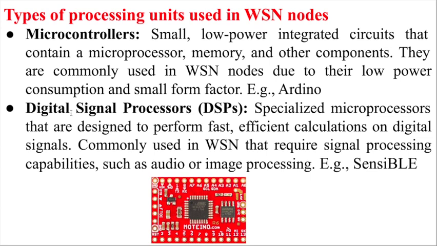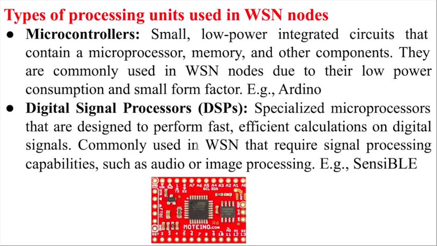Now we go one step more advanced. Every time, this type of low processing, small size, very slow is not sufficient for your application. Then you need to go to the DSP, digital signal processors. In that case, whatever nodes are there, you need to put digital signal processors. These are specialized microprocessors, not a normal microprocessor, designed for application purposes, to perform fast, efficient calculations on digital signals. The calculation is based on your application.